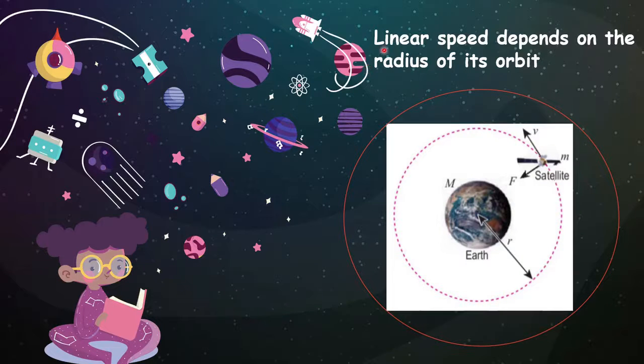So linear speed actually depends on the radius of its orbit. If the satellite orbits further from the Earth, the speed is slower. But if the satellite orbits near the Earth, the speed will be faster.